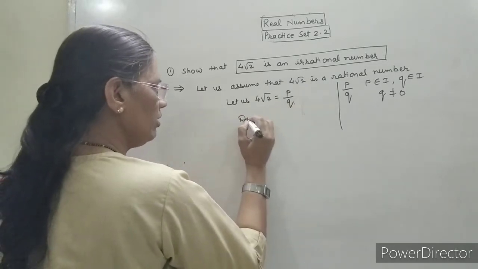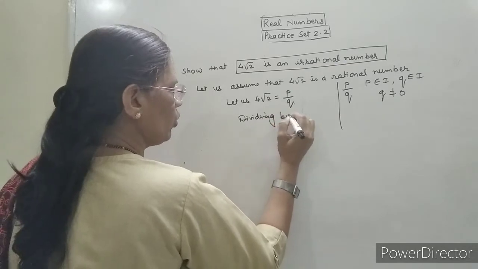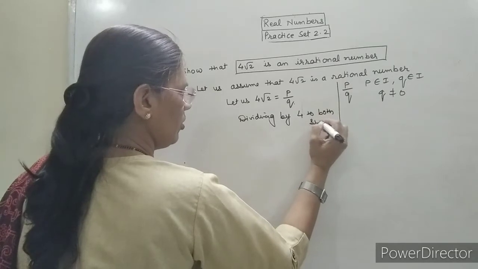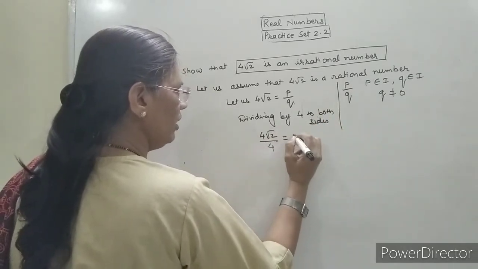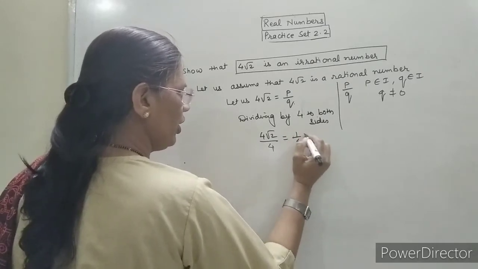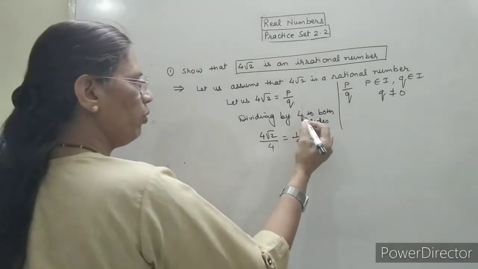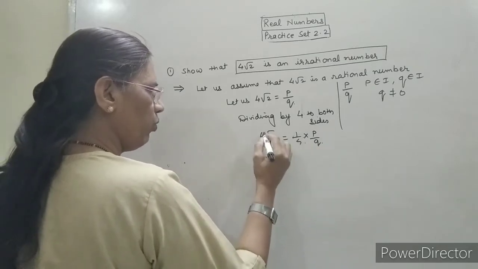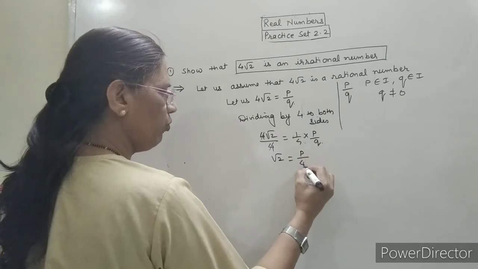Now dividing by 4 on both the sides, we get 4 square root 2 upon 4 on the left, and P upon Q times 1 upon 4 on the right. One and the same. Dividing by 4 means multiplying by 1 upon 4. Here, after dividing by 4, we get simply square root 2, and here we get P upon 4Q.